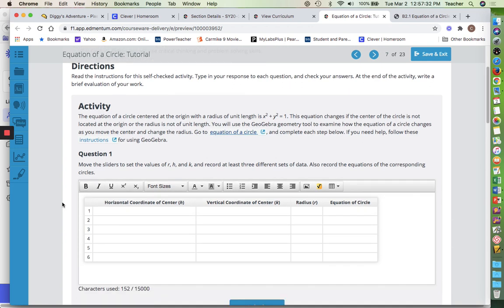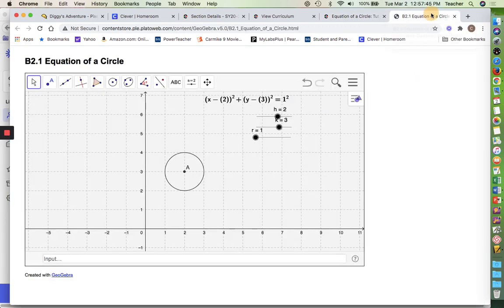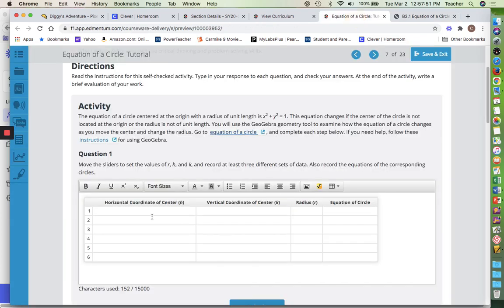Move the slider to set the values of r, h, and k, and record the last 3 different sets of data. Also record the equations of the corresponding circles. Okay. Seems easy enough. So I'm going to go with what I got first. There's h is 2, k is 3, r is 1, so 2, 3, 1. H was 2, k was 3, radius was 1.